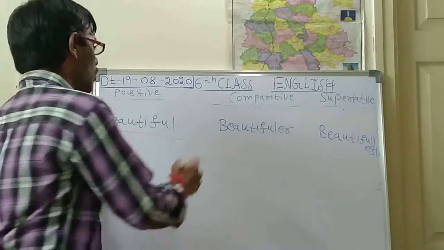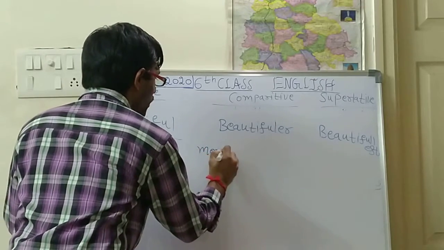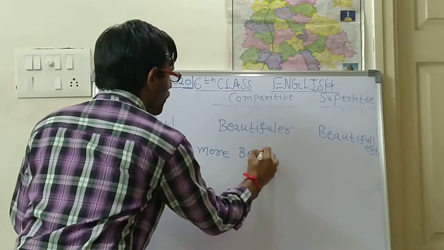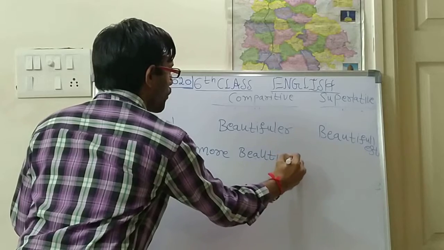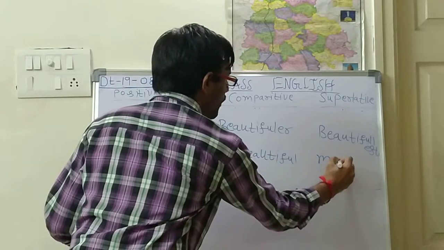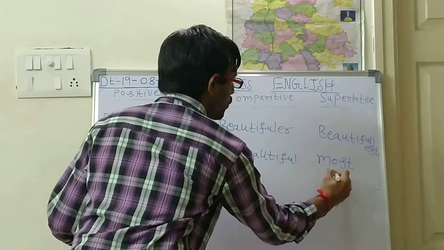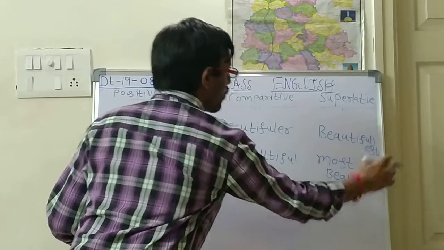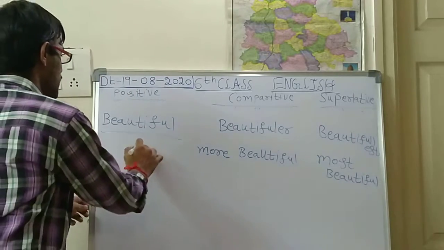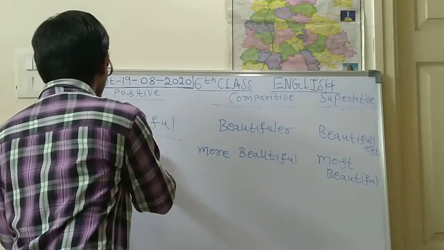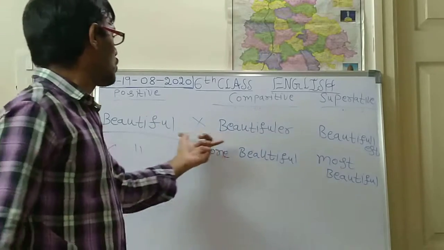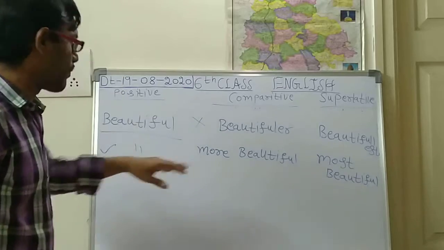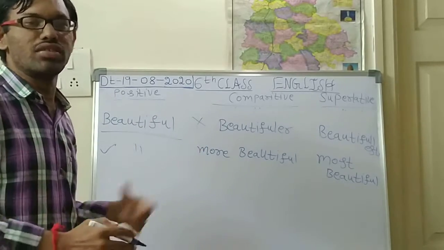So actually, what are the answers? More beautiful for the comparative, and for the superlative, most beautiful. These are the correct answers and the others are wrong. Why are these two wrong and these two correct? We shall see with the help of sentences.